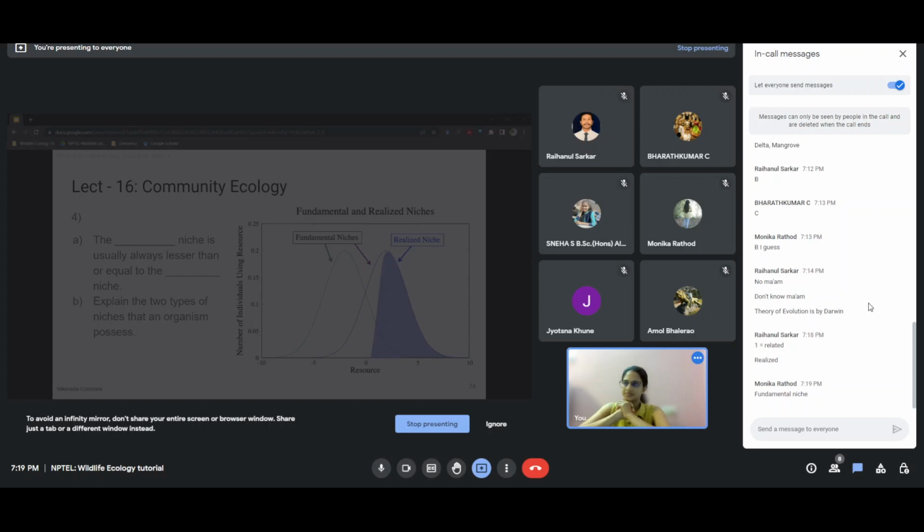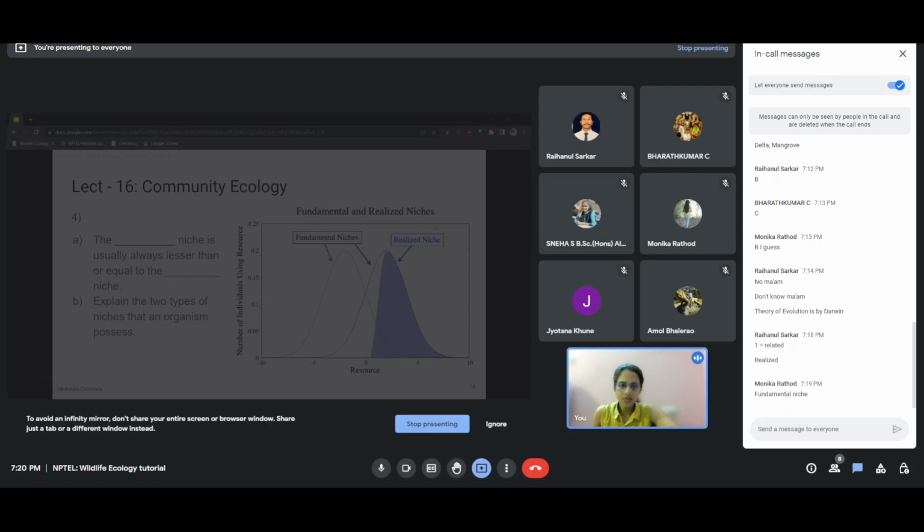Okay, so it seems that fundamental niche has won the race in this case of being smaller. But actually, Reinhold is correct, and it's the realized niche that is smaller. So, Reinhold, do you want to explain why that is so? Or if anyone else would also like to explain, please go ahead.